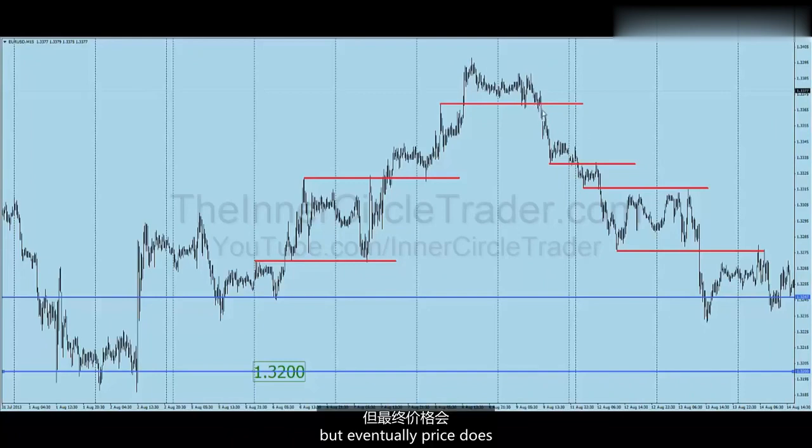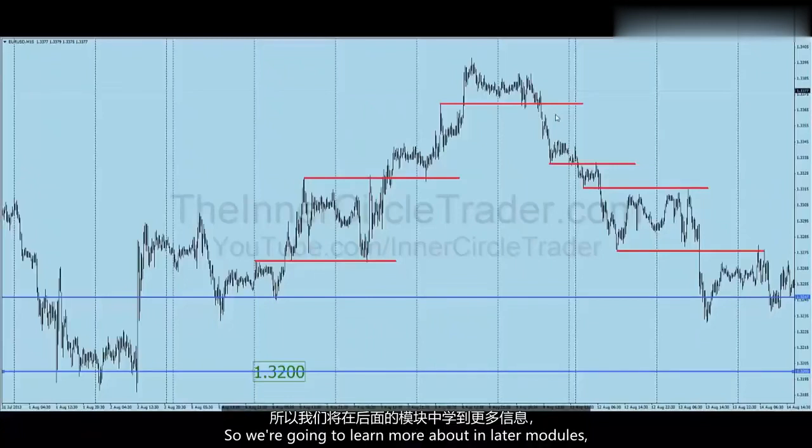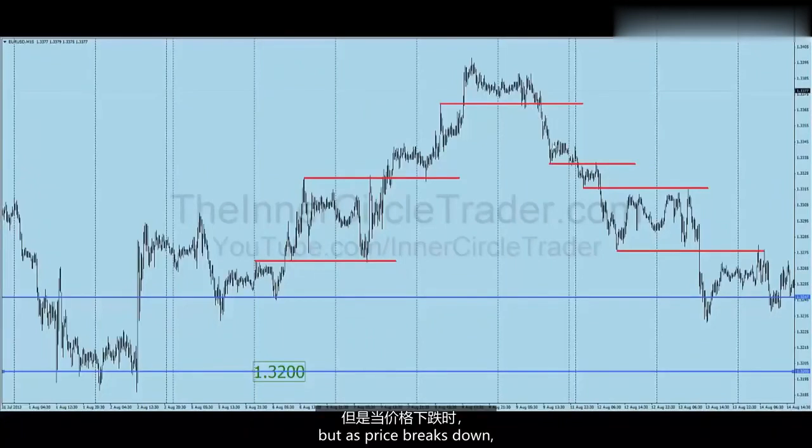But eventually price does break down and trades down, breaking all of the higher highs, higher lows. It's all broken here. This low is broken here. So now we have a break in market structure that we're going to learn more about in later modules. But as price breaks down, this support level, as we see my little bounce here, price comes down, breaks through it, and trades right back to it now.